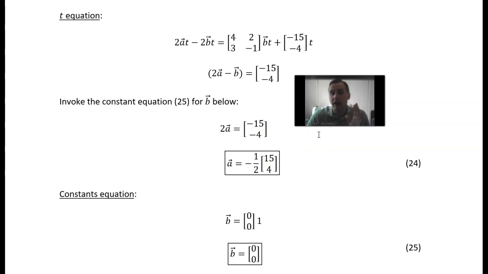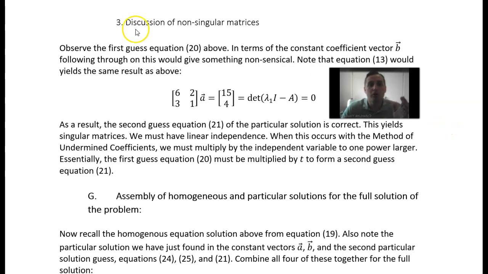Now, before we do that, I want to discuss an important caveat. It turns out what would have happened if you had not multiplied the first guess through by t, the independent variable, to make it linearly independent. So here's an important note in a discussion of non-singular matrices. Observe the first guess equation above. That first guess equation, in terms of the constant coefficient vector b throughout, would have given you something nonsensical.